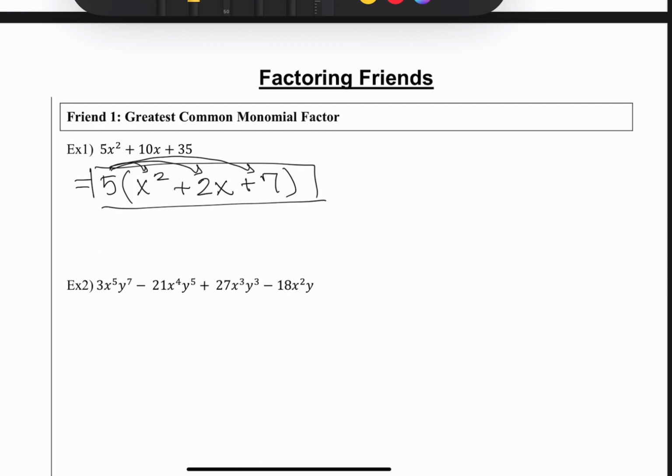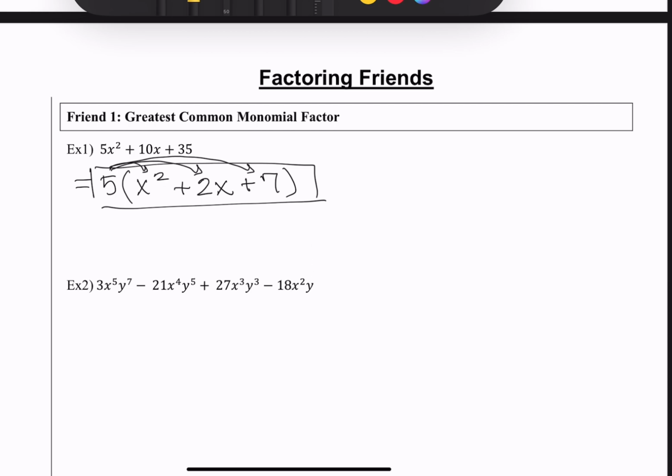So I have two factors here. The first factor is 5, and the second factor is the trinomial. Those two things now I could redistribute, and I would get right back to what I started with. But this is the factored form. This is what you're hoping to get to. So let's do that with example 2.